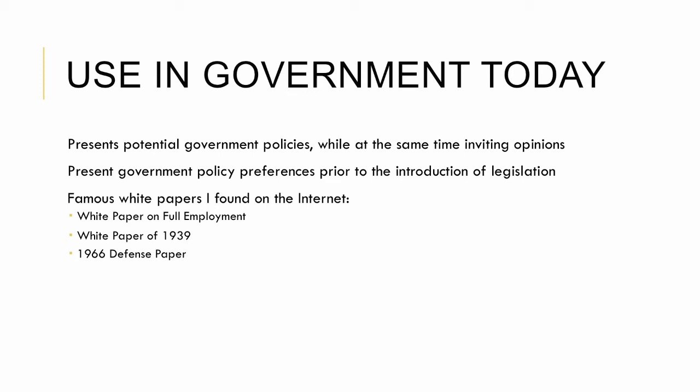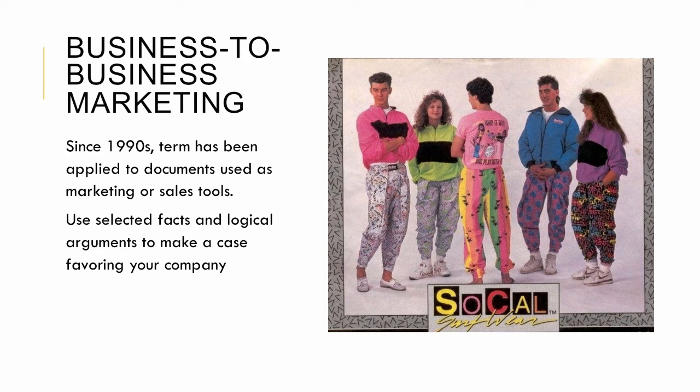The White Paper of 1939 actually rebuked and turned around the position of the Churchill Paper of 1922. So they reversed course. And then the 66 defense paper was another sort of United Kingdom piece that basically led to their position that they won't go to war unilaterally anymore. They'll only go to war in the guise of NATO. So fascinating. But what's more pertinent to you all is probably this business-to-business marketing.